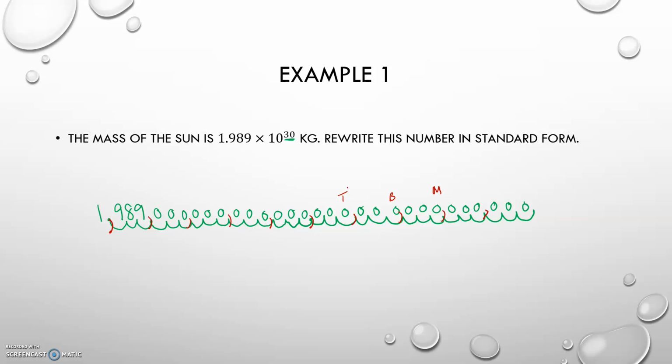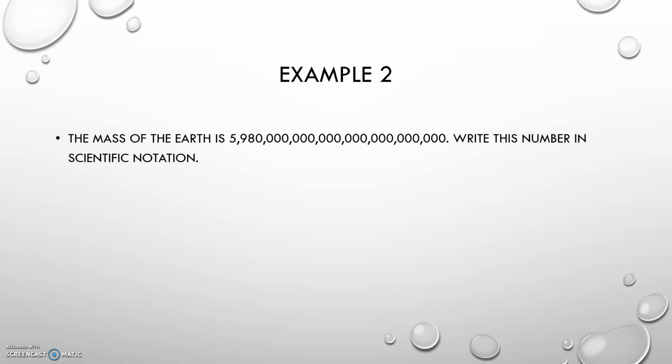But it's not always practical to write a number out like this. And so scientific notation lets us write it like this. And we can say, wow, that means I have 1.989, but I'm moving my decimal 30 spaces to the right. That's a big number, and scientific notation is helpful in that sense. But now we're going to go the opposite way.